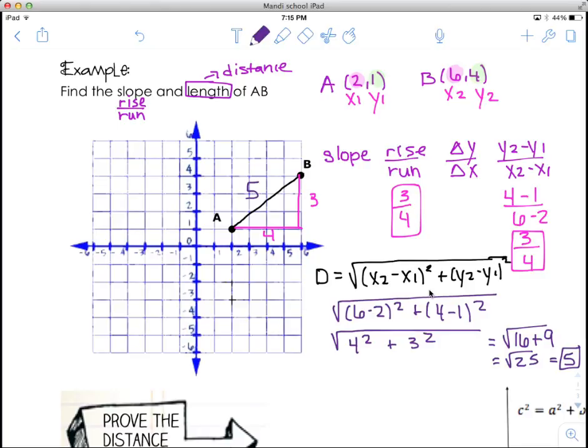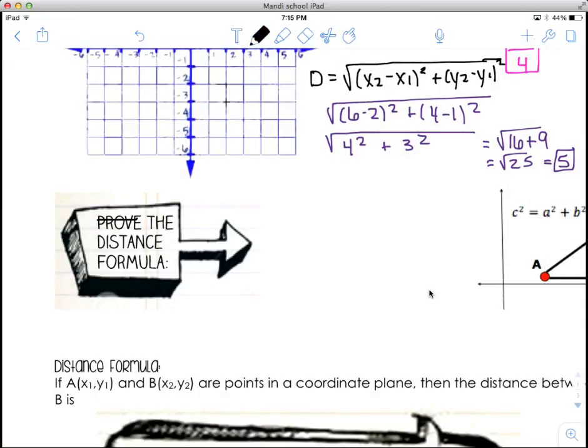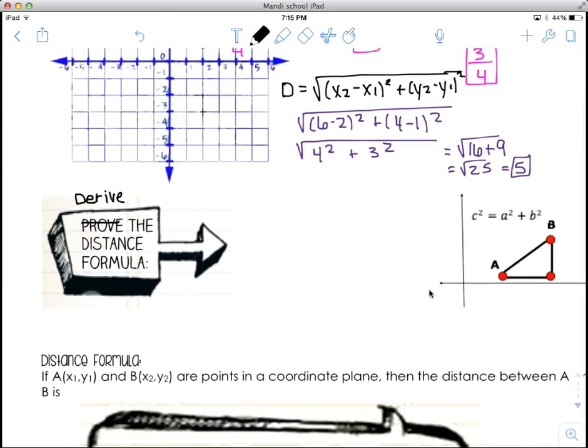So that brings us to the distance formula. Now this says prove the distance formula. I actually want you to cross that out, and I want you to write the word derive. Derive means get to the distance formula by starting at something else. What we do know about is the Pythagorean theorem. That is something that is a review from previous years. C squared equals A squared plus B squared. So that's where we're going to start with our derivation of the distance formula.